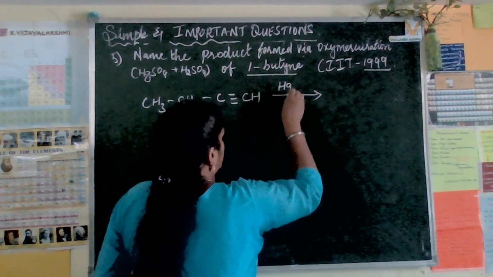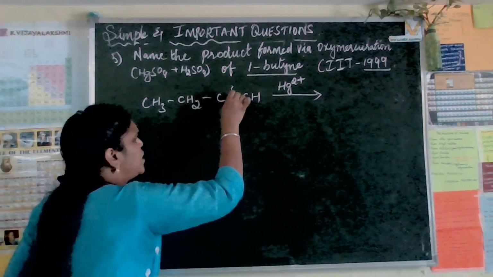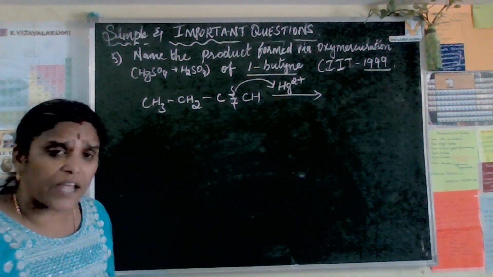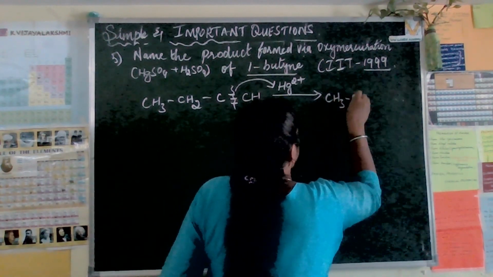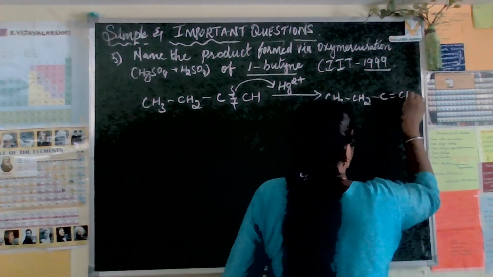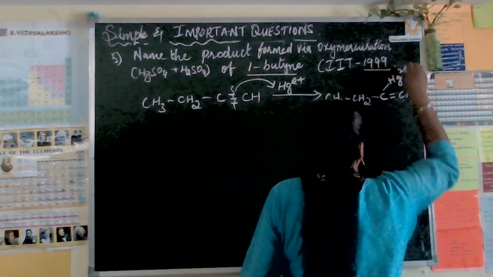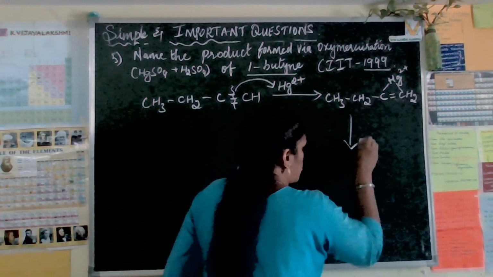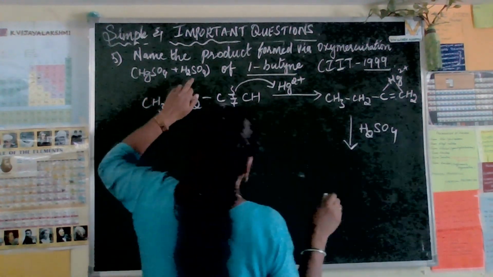It undergoes oxymercuration. Here it is Hg2+. I just take that Hg2+. So what happened? The bond breaks, and naturally the Hg2+ goes there. Carbocation formation takes place, an intermediate compound. So CH3, CH2, C double bond CH2, here Hg2+, right? This intermediate compound is formed and it is treated with dilute H2SO4.